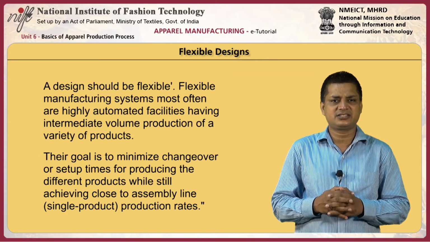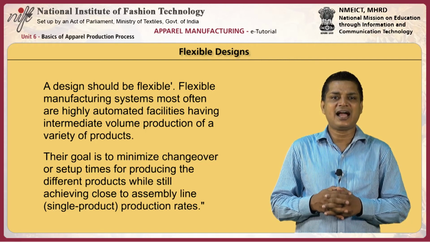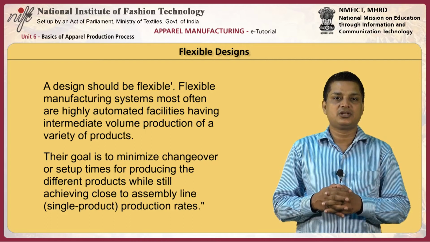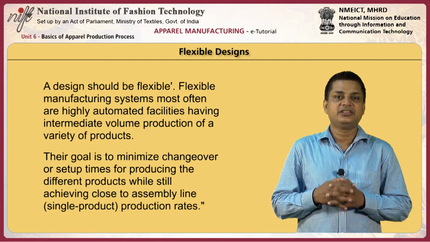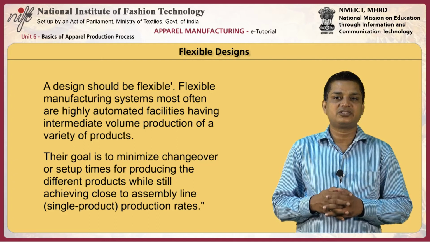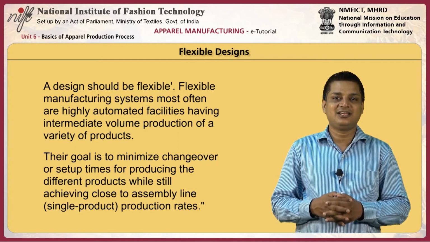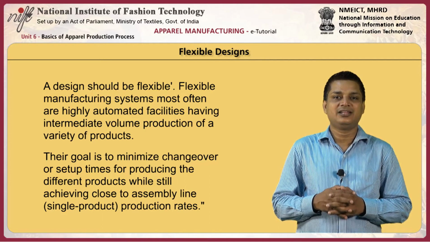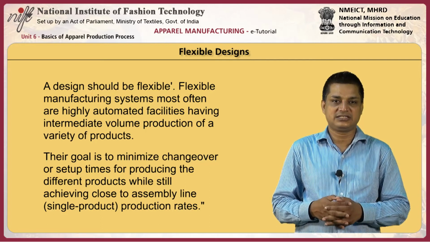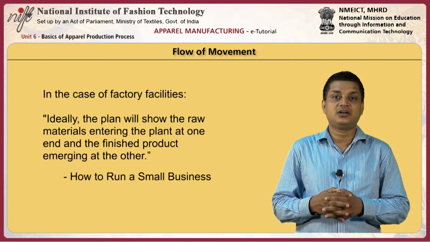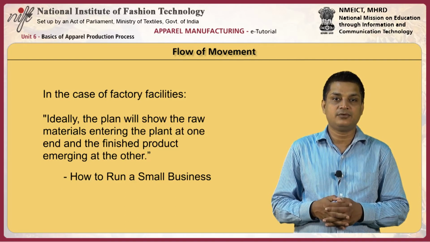Flexible manufacturing systems most often are highly automated facilities having intermediate volume production of a variety of products. Their goal is to minimize changeover or setup times for producing the different products while still achieving close to assembly line, that is, single product, production rates. The facility design should reflect recognition of the importance of smooth process flow.